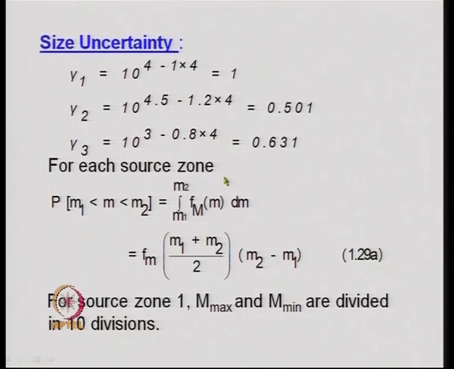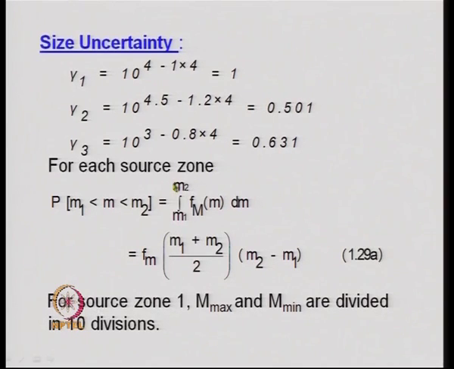Now, for each source zone again, we can calculate the probability of occurrence of certain magnitude of earthquake between two intervals, that is M1 and M2.